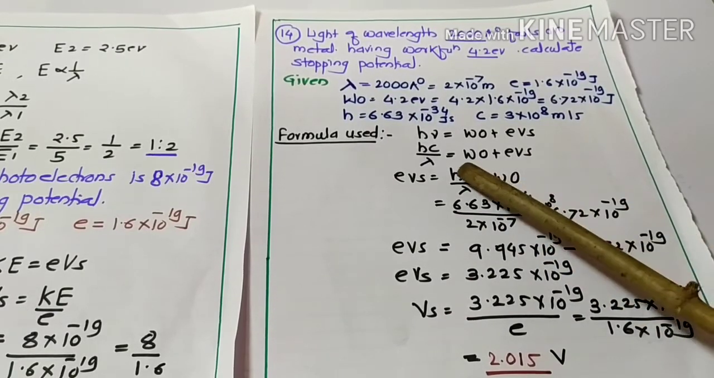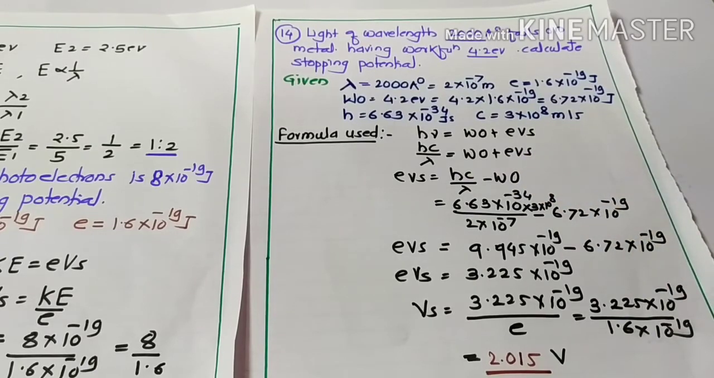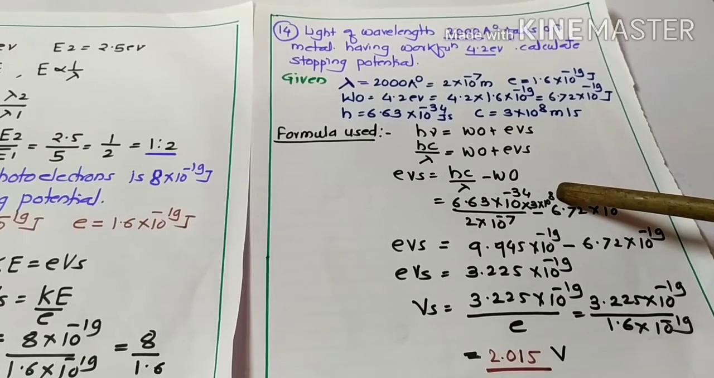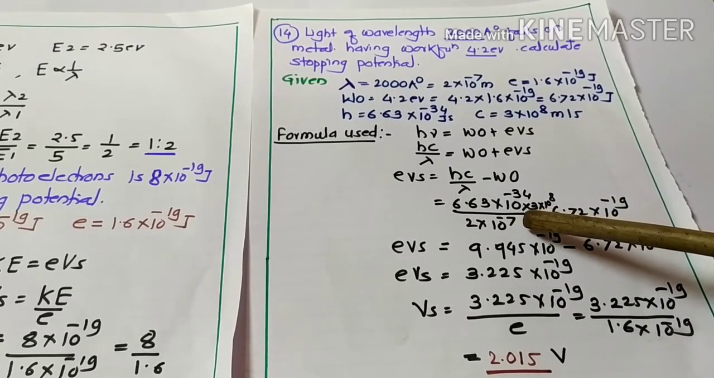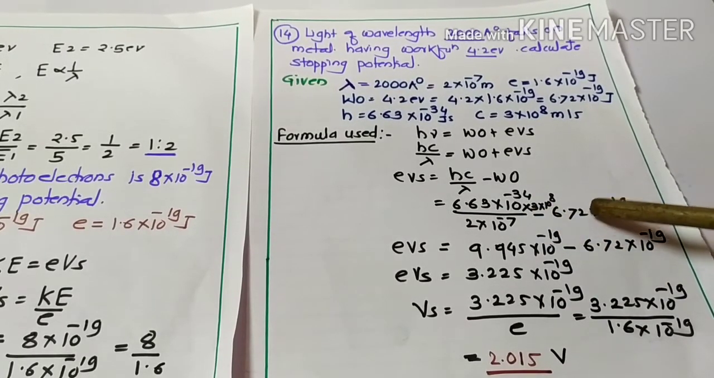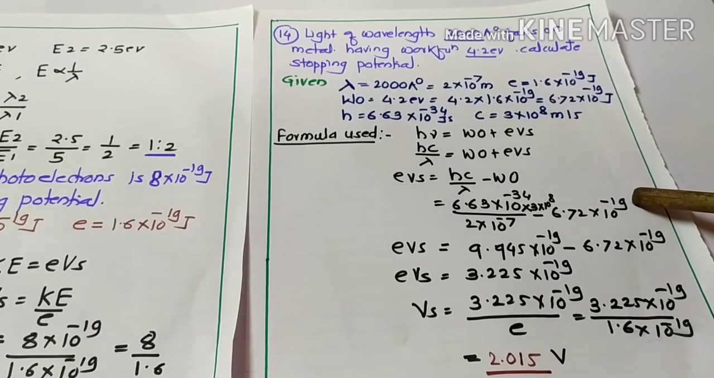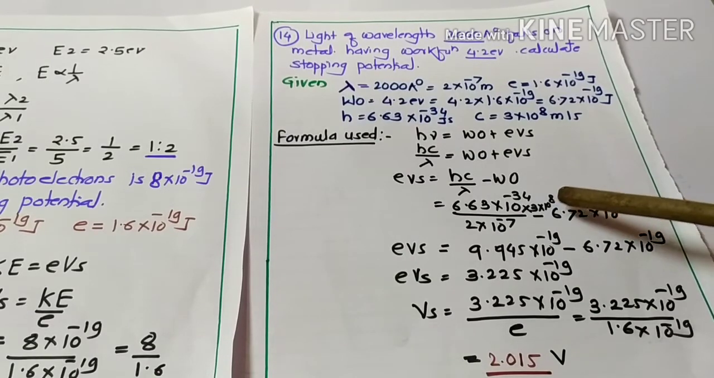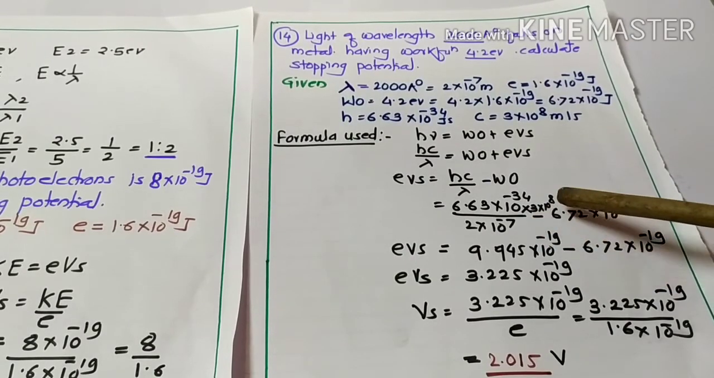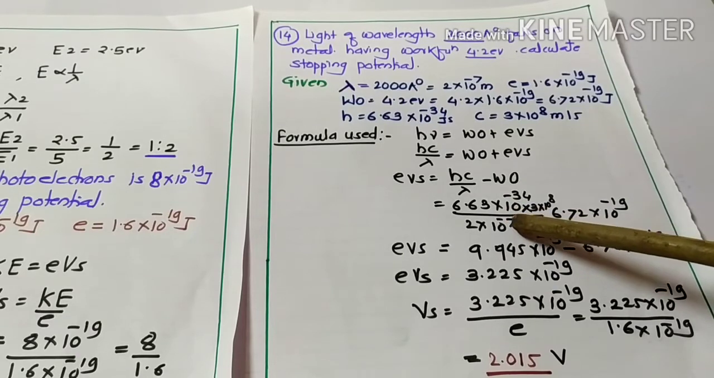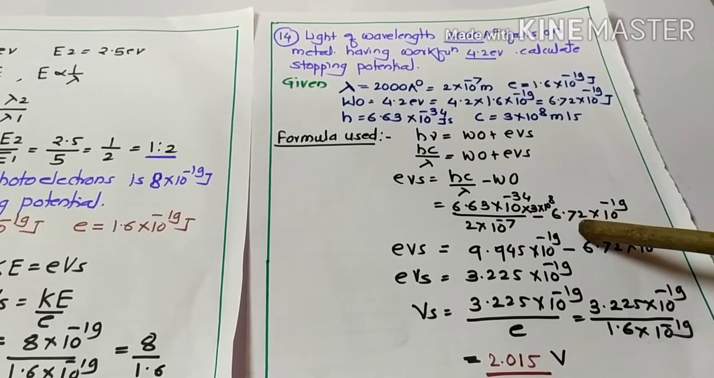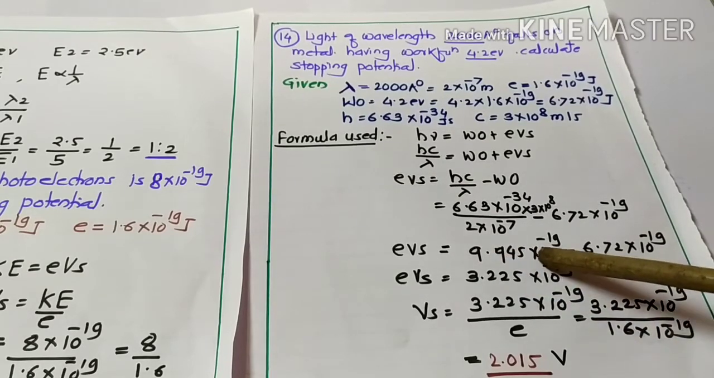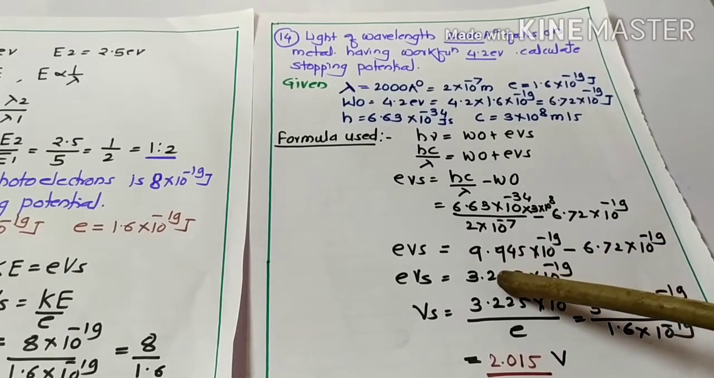Then putting the value of hc/λ and W0, we get 6.63 into 10 raised to minus 34 into 3 into 10 raised to 8, divided by 2 into 10 raised to minus 7, minus 6.72 into 10 raised to minus 19. Now calculate the value of hc by lambda, minus 6.72. The value that comes is 9.945 into 10 raised to minus 19.